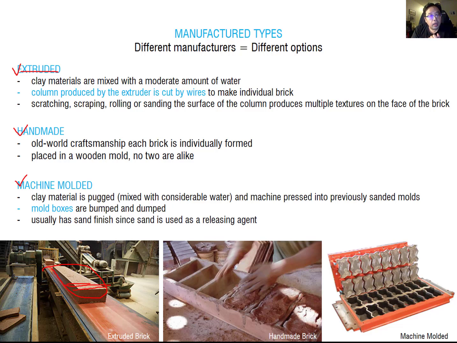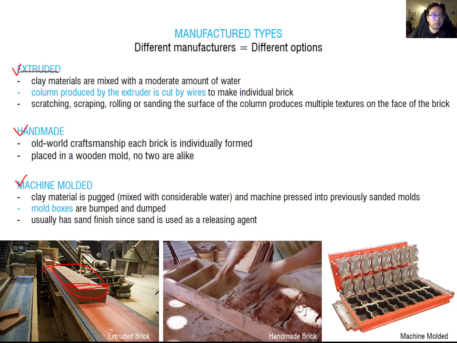What about the handmade? Handmade, everything by hand. This is old world craftsmanship, so it means everything is made by hand. It means each brick has a different look, right? So when you want to make more variety in your elevation, you might consider using this handmade brick because you can make a more different texture for each individual brick. What about the machine mold? This uses mold boxes, and it's similar to handmade, but it has more pressure, pressing from top to bottom to make this module.